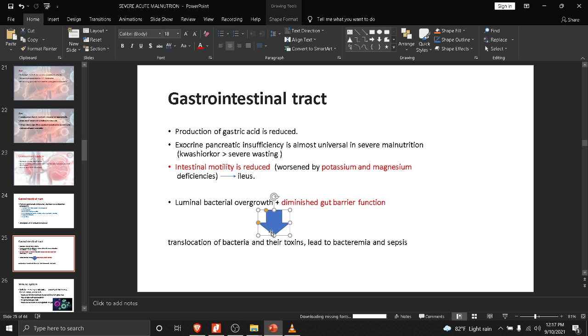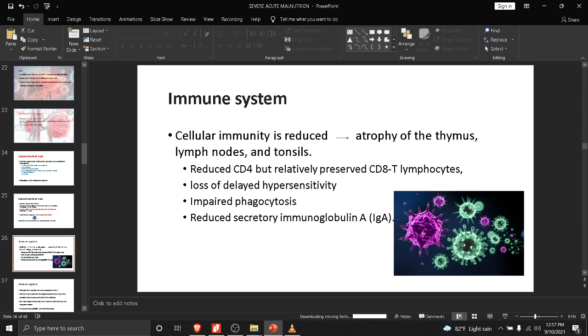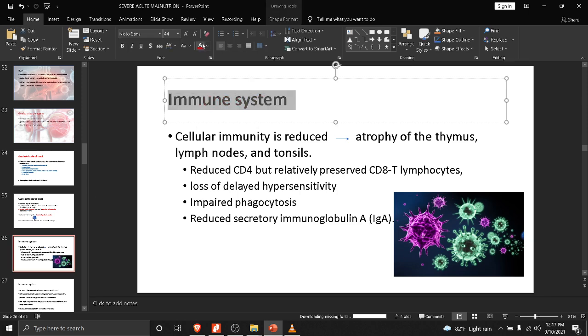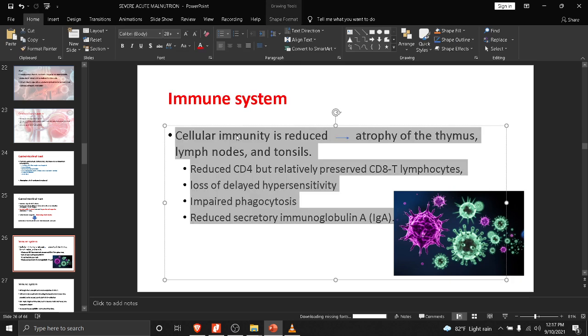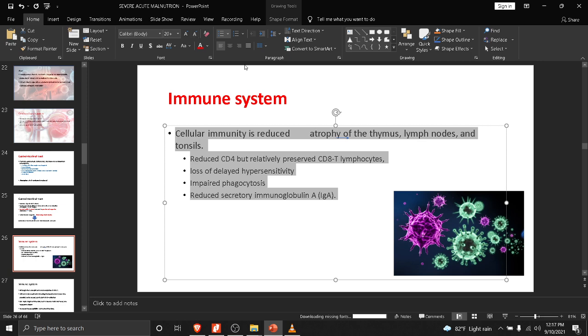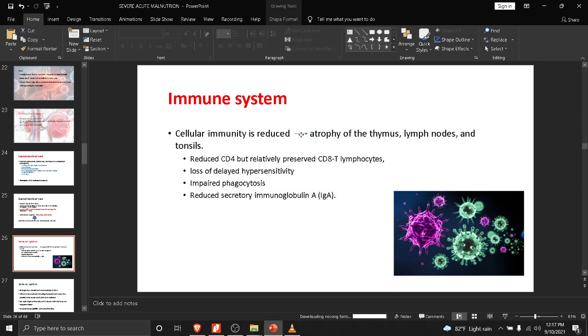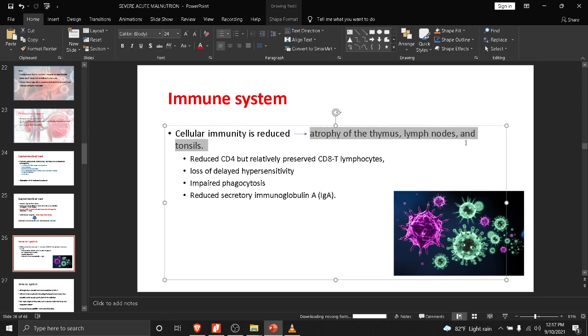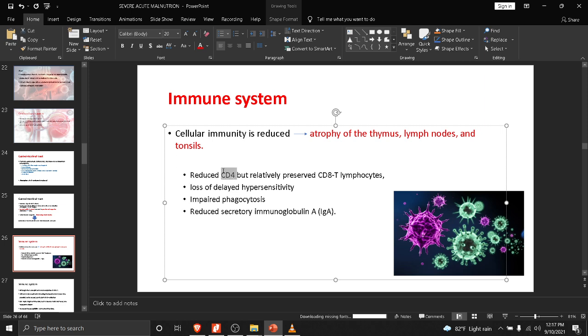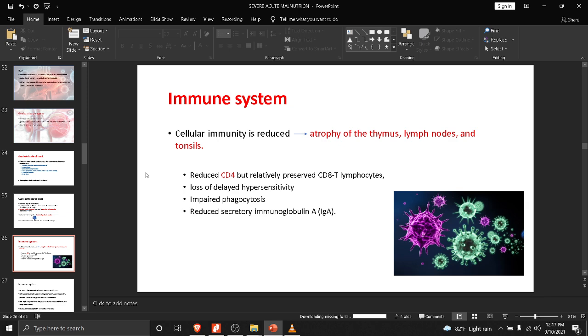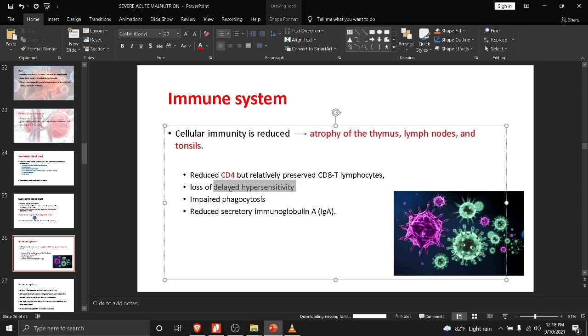Then we come to the immune system. Cellular immunity is reduced, as we know. If a malnourished child comes in, we know that their immune system activity is reduced, because the main thing is the atrophy of the thymus, lymph nodes, and tonsils. Especially CD4 cells are reduced, rather than CD8 cells. CD4 cells are helper cells. They help the immunogenicity of other blood cells and stimulate other blood cells to make immunity. But CD8 cells lyse the cells and cause cell death.